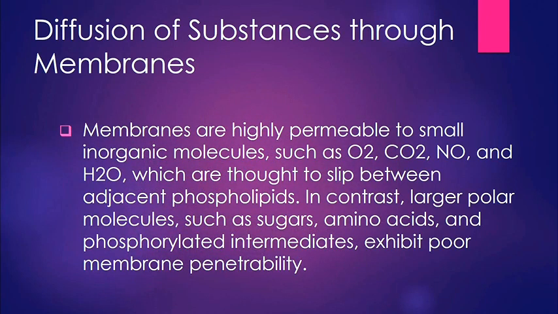Membranes are highly permeable to small inorganic molecules such as oxygen, carbon dioxide, nitric oxide, and water, which are thought to slip between adjacent phospholipids. In contrast, larger polar molecules such as sugars, amino acids, and phosphorylated intermediates exhibit poor membrane penetrability. As a result, the lipid bilayer of the plasma membrane provides an effective barrier that keeps these essential metabolites from diffusing out of the cell.